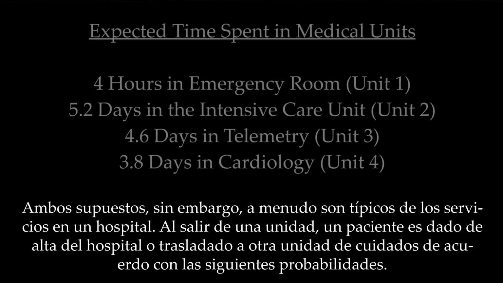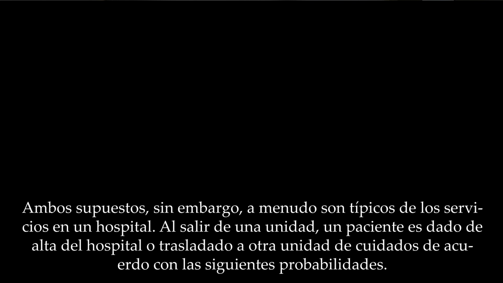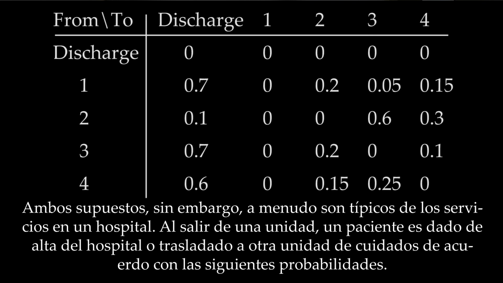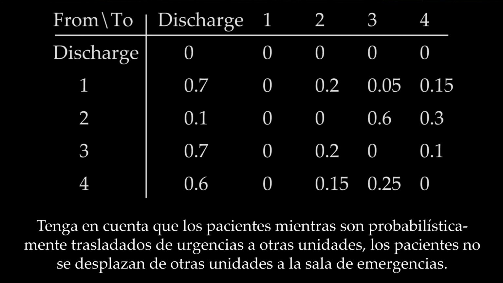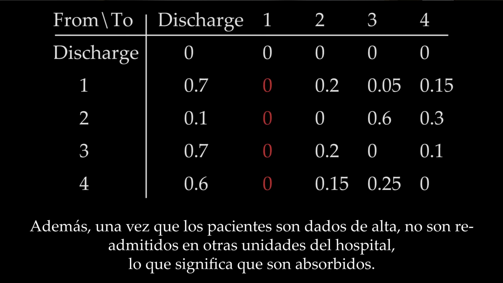Upon departing from a unit, a patient is discharged from the hospital or moved to another care unit according to the following probabilities. Note that while patients are probabilistically moved from the ER to other units, patients are not moved from other units to the ER. In addition, once patients are discharged, they are not readmitted to other units in the hospital. That is, they are absorbed.